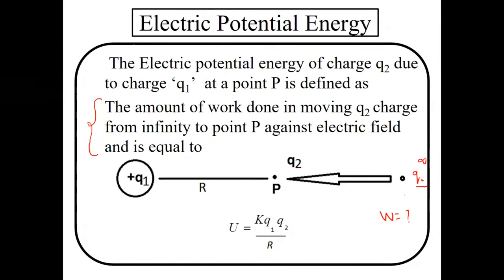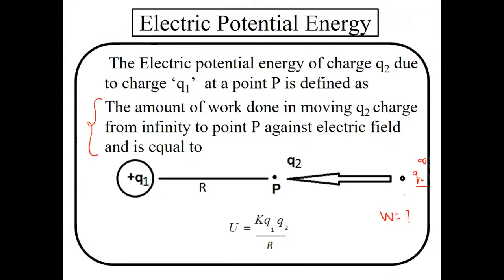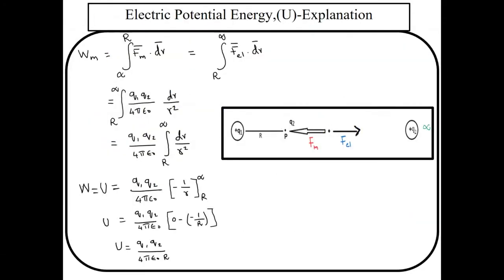Whenever you bring Q2 positive charge from infinity to this point, what will happen? My Q1 is positive, my Q2 is positive. What will happen? It will repel. So if it is repel, then you have to do some work to bring the charge Q2 and put it in the location of P. So the explanations are clearly given in the next slide.